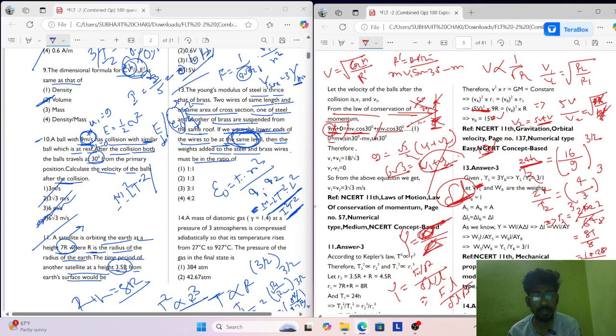And if the area is also there, F by del L. Del L will be equal also, L is equal, del L is equal, A is equal. So Y is proportional to F. Okay. Y1 by Y2 will be what? F1 by F2. Y1 is for steel, Y2 is for brass.